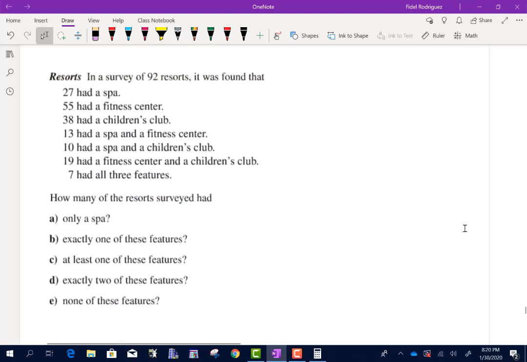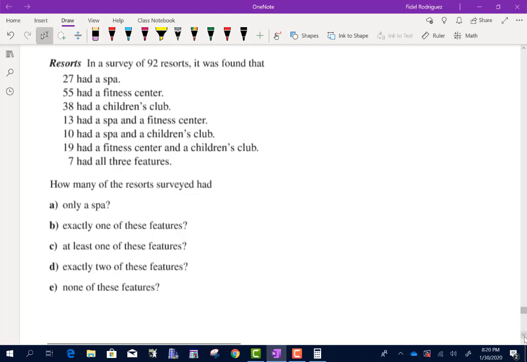So now let's take a look at this next one here and see if we can figure this out. So it says resorts. In a survey of 92 resorts, it was found that 27 had a spa, 55 had a fitness center, 38 had a children's club, 13 had a spa and a fitness center, 10 had a spa and a children's club, 19 had a fitness center and children's club, and 7 had all 3 features.